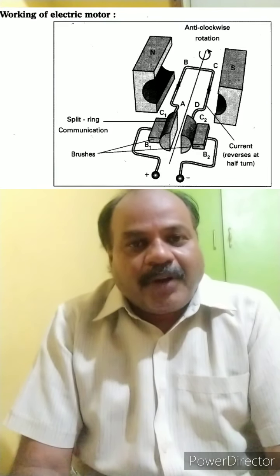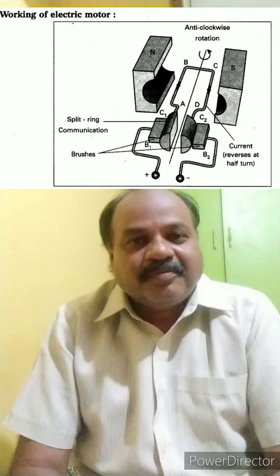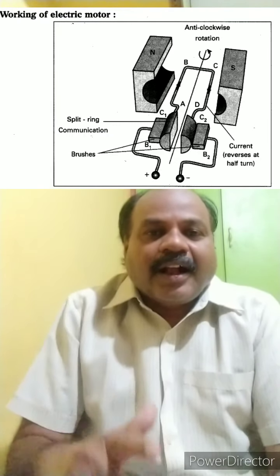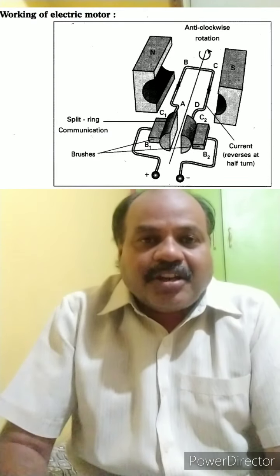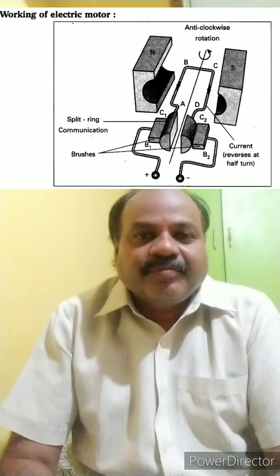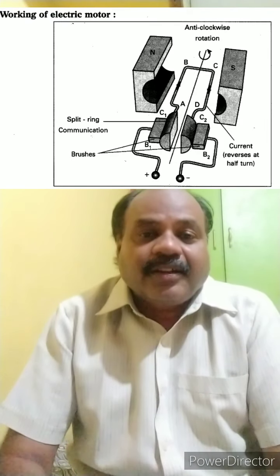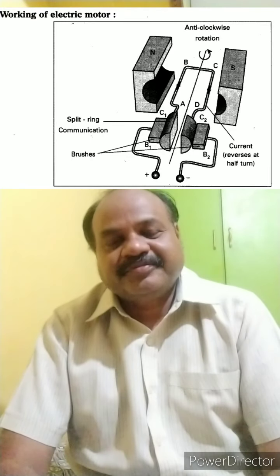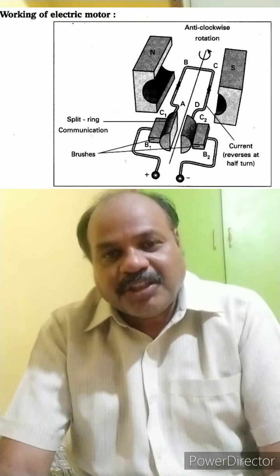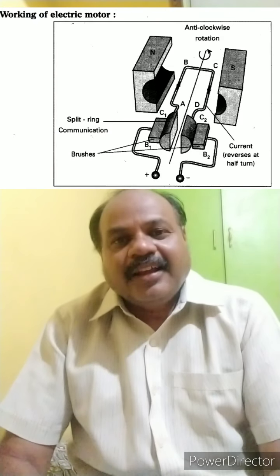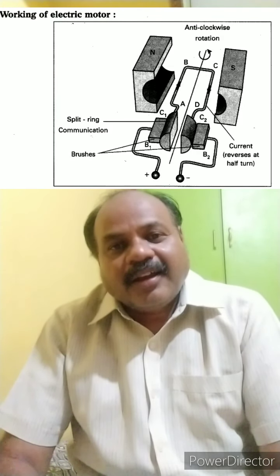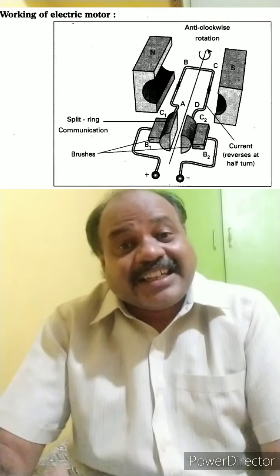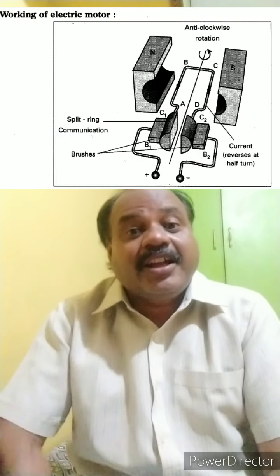When current is passing in this direction, in the AB side you apply the right hand rule. We know the right hand rule. Current is passing in the direction of AB, then force is applied in downward direction on the AB side. Similarly, current is passing through CD. Again you apply this right hand rule. Force is acting on the CD in upward direction.